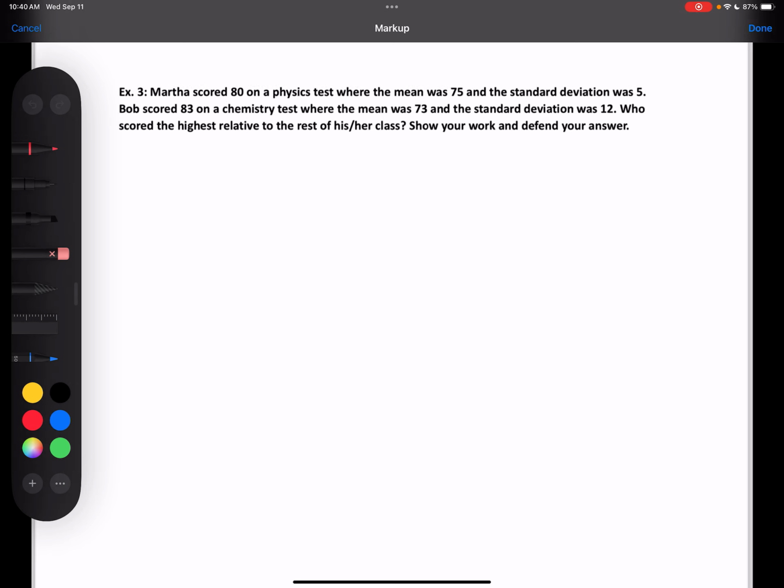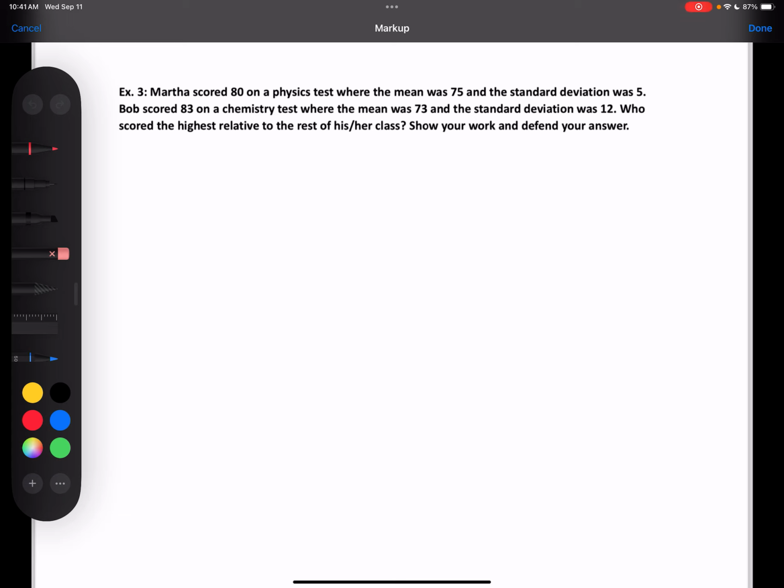All right, Martha scored 80 on a physics test where the mean was 75 and the standard deviation was 5. Bob scored 83 on a chemistry test where the mean was 73 and the standard deviation was 12. Who scored the highest relative to the rest of his or her class? Show your work and defend your answer.